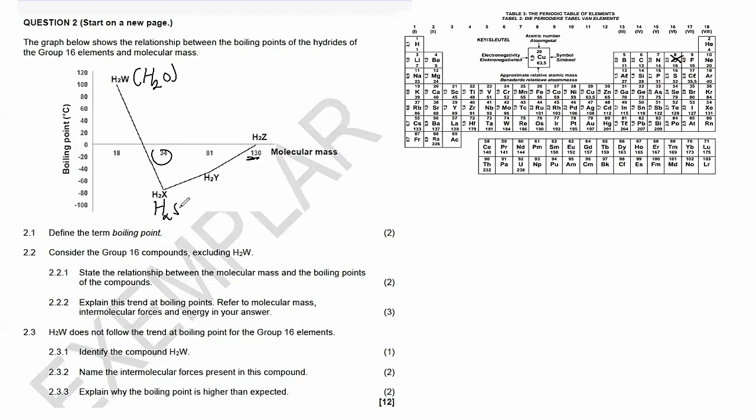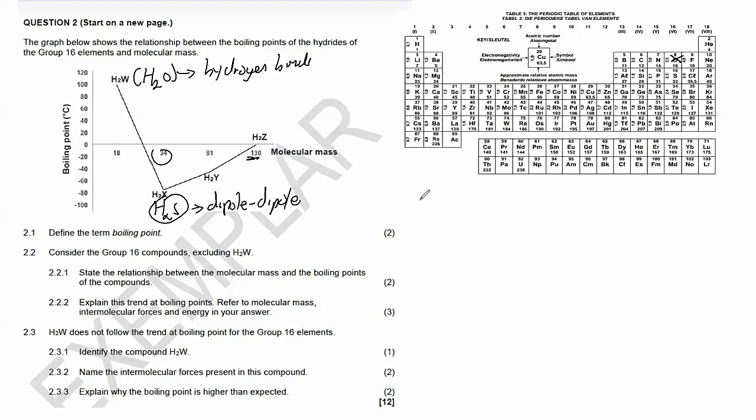But then looking at all these compounds that we are going to form here, now that we are able to identify those compounds, we can tell that this one here has what we call dipole-dipole forces, whereas this one here has what we call the hydrogen bonds, right? As we have identified in 2.3.2. Now explain why the boiling point is higher than expected.